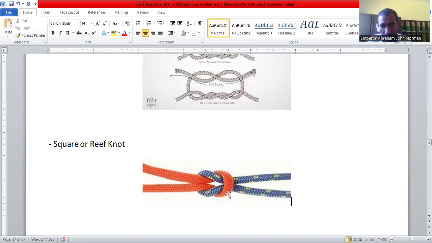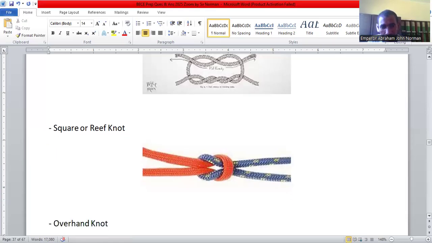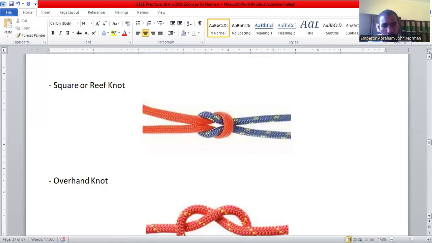So you can try it. You take two ropes, you make a loop. After making a loop, you pull one of the ropes under, pass through the back, and push it through the loop, and then you pull it from both ends, and you see that you form a very fine knot, or what you call square knot or reef knot.